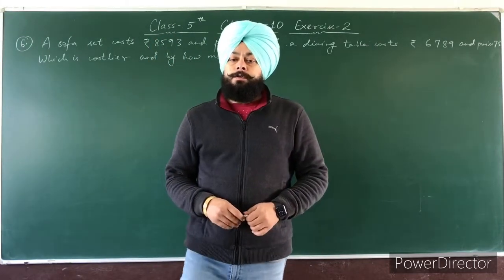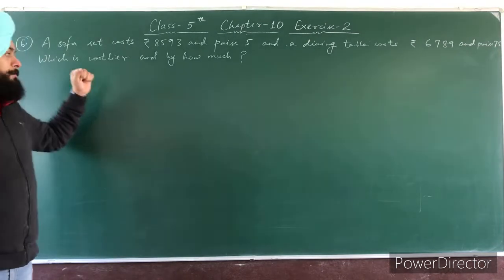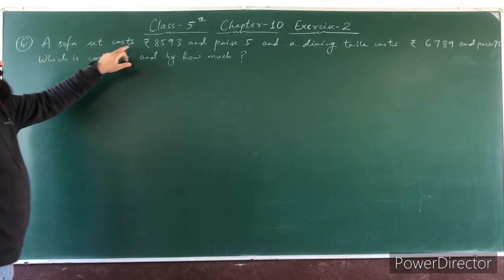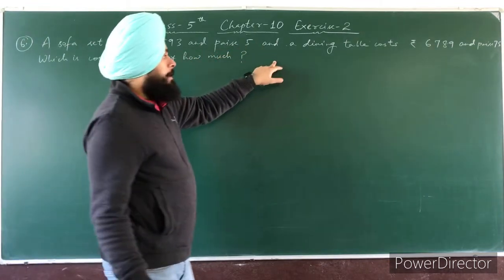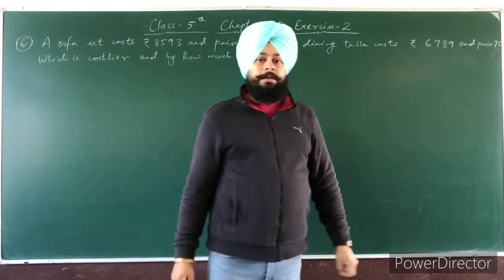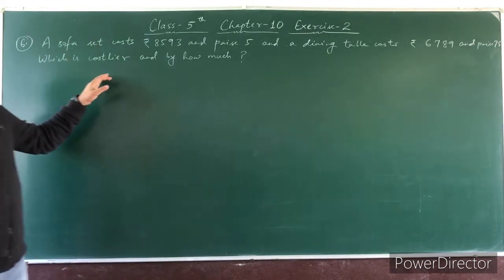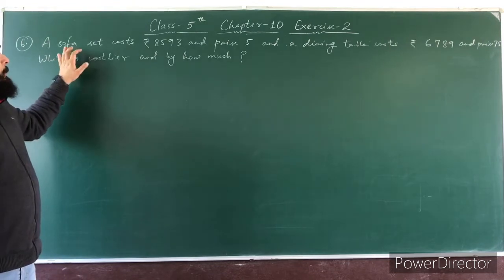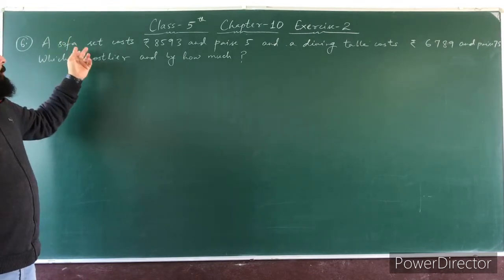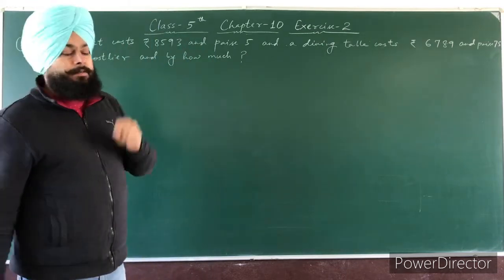Hello students, so next is the question number 6 of your exercise number 2. A sofa set costs rupees 8,593 and paise 5 and a dining table costs rupees 6,789 and paise 75. So which is costlier and by how much? So there are two items. The first is sofa set and the second one is dining table and their cost price is given here.